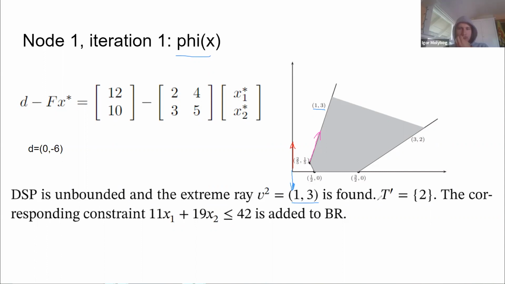Therefore, now our new set T dash is going to be equal to {2}. So it's going to consist of a single member, and the corresponding constraint is 11x1 plus 19x2 less than or equal to 42. And we add this constraint to our master problem. Are there any questions regarding how we solved the problem for φ(x)?